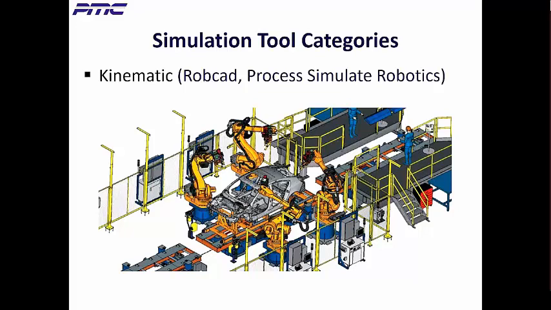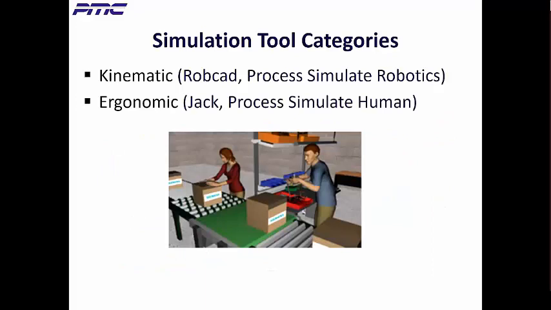Kinematic tools like Siemens Tecnomatix RobCAD and Process Simulate Robotics let you analyze the real-time motion of robotic work cells, optimize cycle times, optimize welding sequences, and increase process quality. Ergonomic tools like JAC and Process Simulate Human let you analyze human motion and optimize the ergonomics of human operation to enhance worker efficiency and minimize injuries.